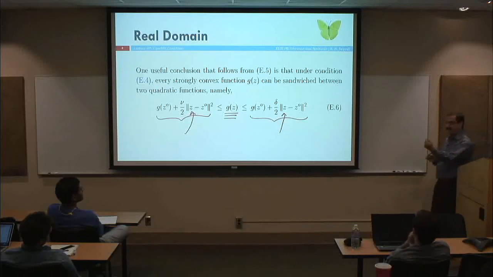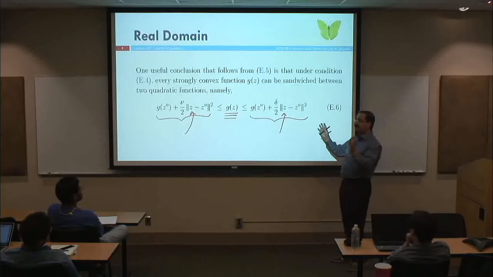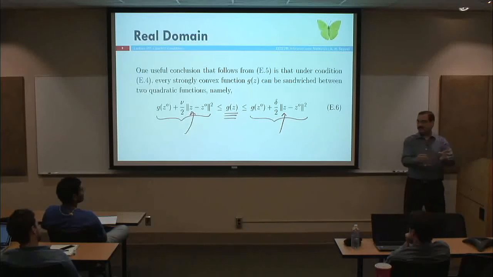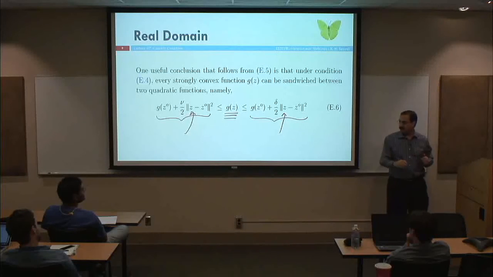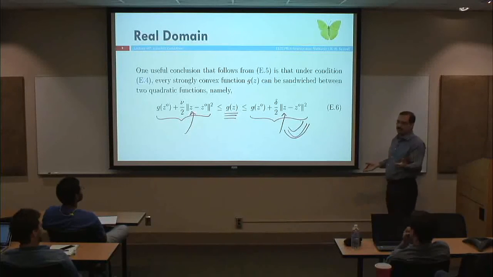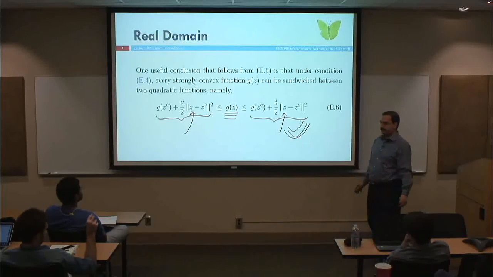So every strongly convex function, you can bound from below by a quadratic function of z, and from above by a quadratic function of z. If you have some strongly convex function here, you can find a quadratic from below and a quadratic from above that always bound it. That's one useful conclusion.